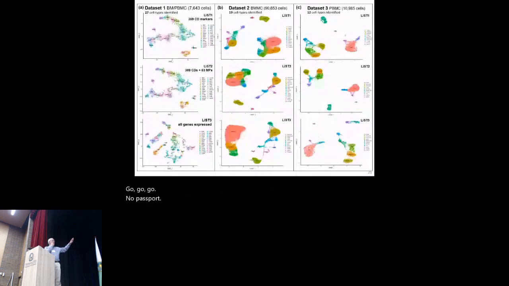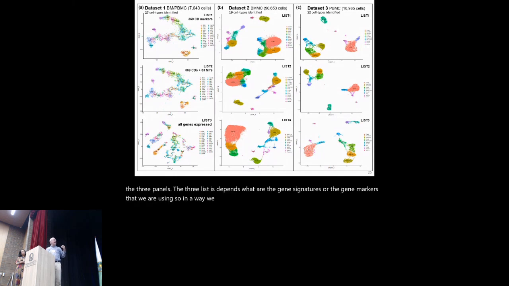Thank you. Well, those are the different single-cell analyses that we did for this data set, and you can see the granularity for the first data set. We are investigating 27 cell types, or 19 cell types, or 12 cell types. And the three panels, the three lists, depend on the gene signatures or the gene markers that we are using. So in a way, we are evaluating the power of the different signatures.